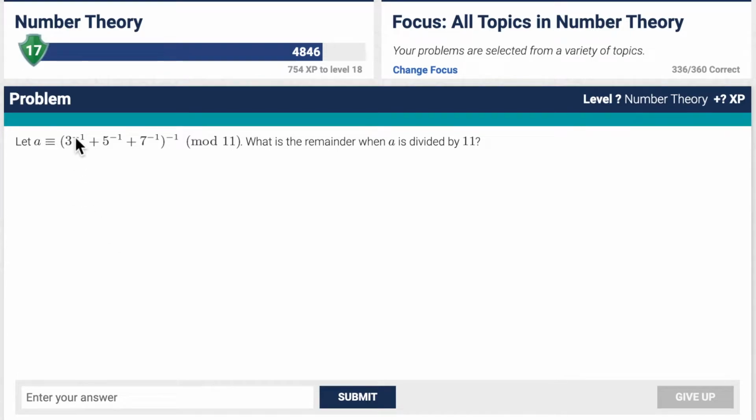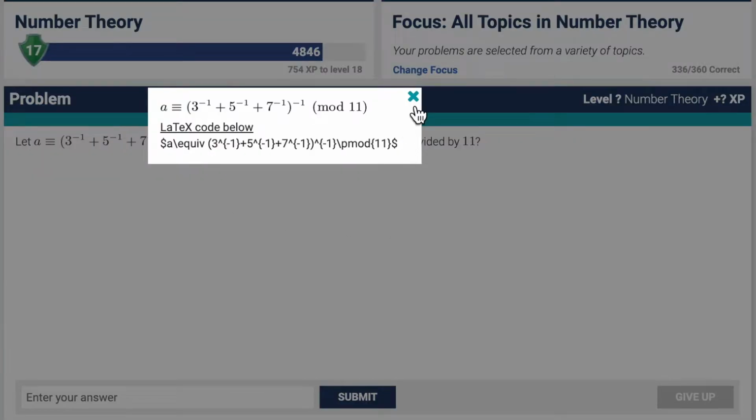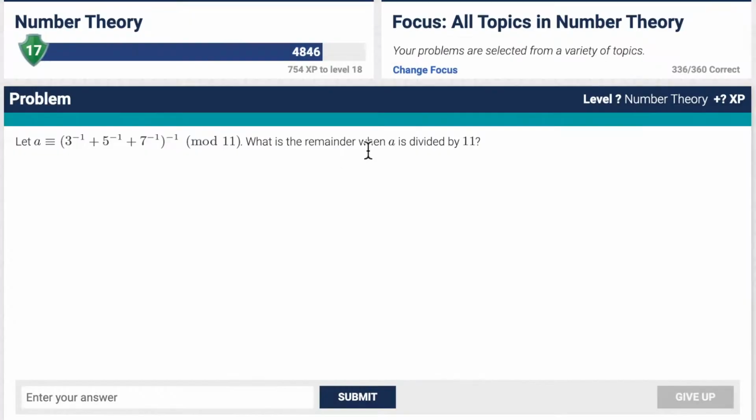Right, so here we have a is congruent to the multiplicative inverse of 3 plus the multiplicative inverse of 5 plus the multiplicative inverse of 7. Then the multiplicative inverse of all of that mod 11. So we basically just have to figure out what a is. So just figure out all this stuff.